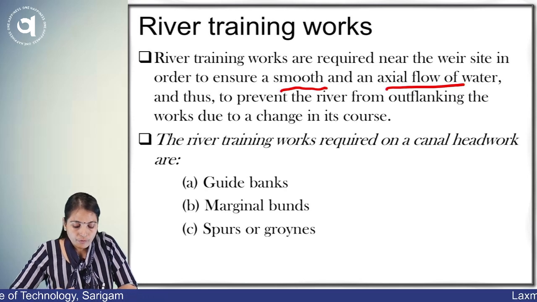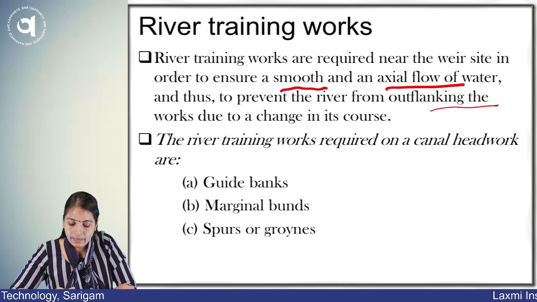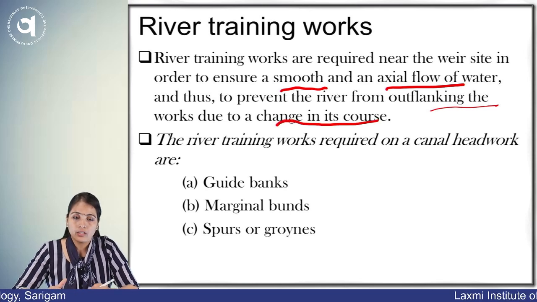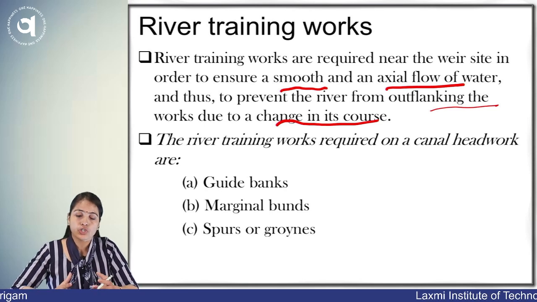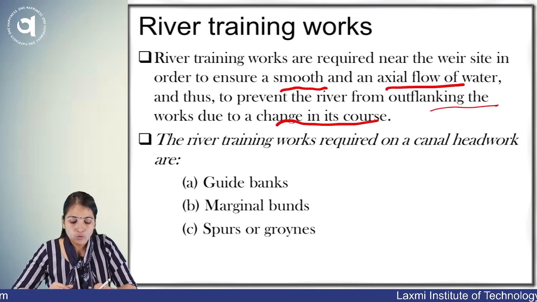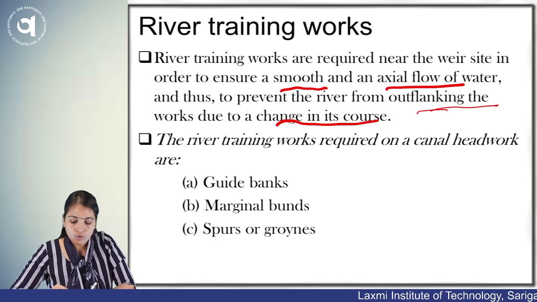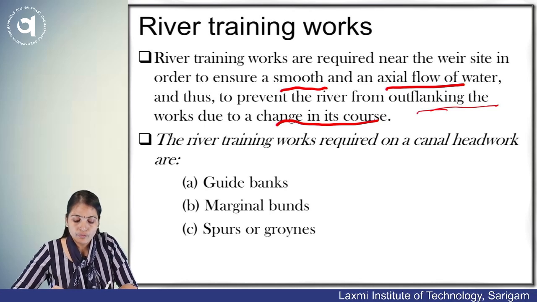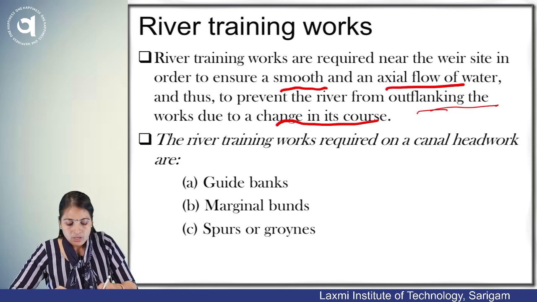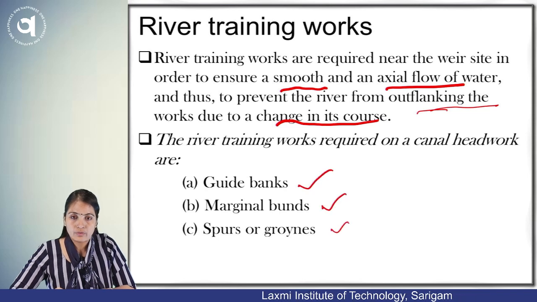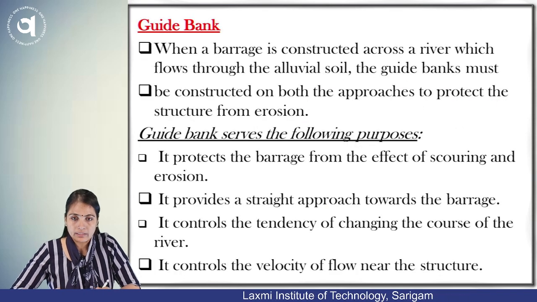So to prevent the water from outflanking the work and to change its course. And the main reason is also that the flow of river is not in one direction or linear. It can outflank and change course. So these training works are also provided so that it does not outflank and change course. Okay. So there are many river training works in the canal head works: guide bank, marginal bunds, spurs or groynes. So what are these, we will study in detail.